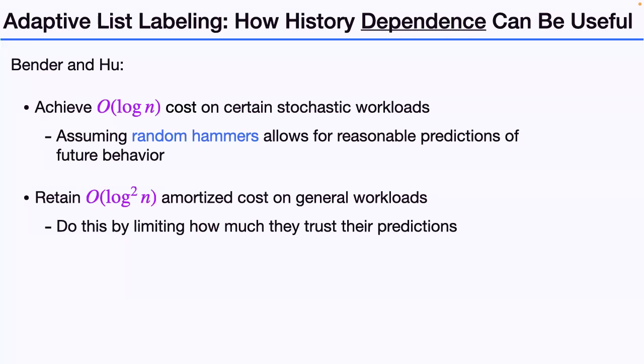However, obviously that's easily defeatable by an adversary. So they want to retain the general log squared n worst case cost, and so they have a limit to how much they trust these predictions. They adapt a little bit, but maintain the classical balance thresholds that achieve log squared n, so the general workloads aren't more expensive.